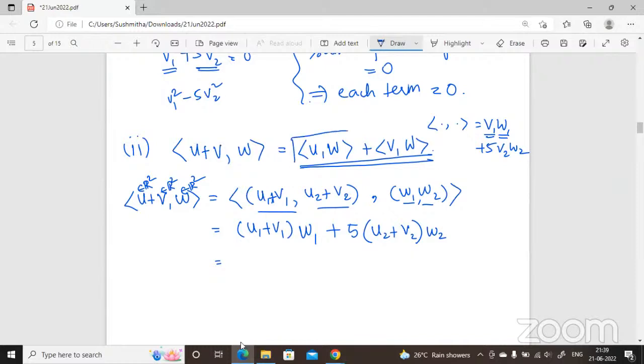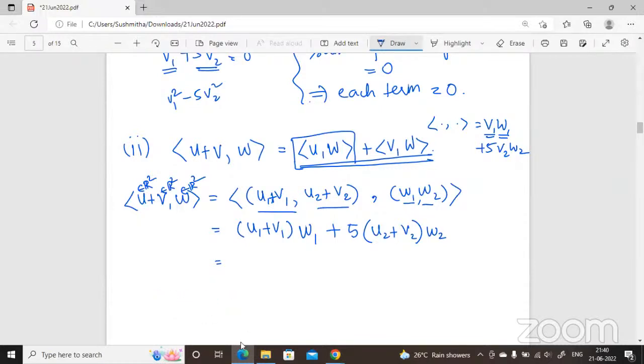What is inner product U comma W? What is U? What is the vector U? Where is the vector U first of all? U1 plus V1. No, not plus V. Where is U?